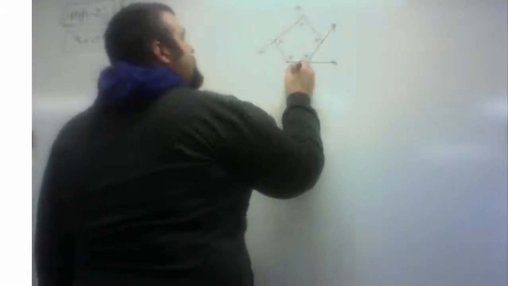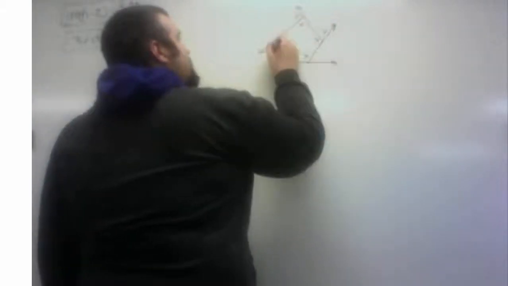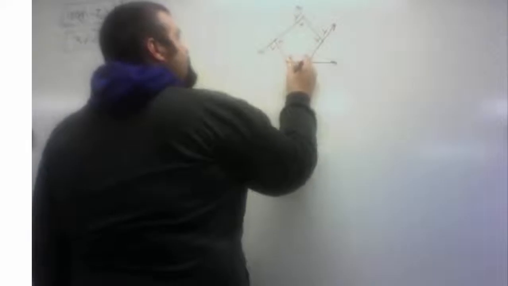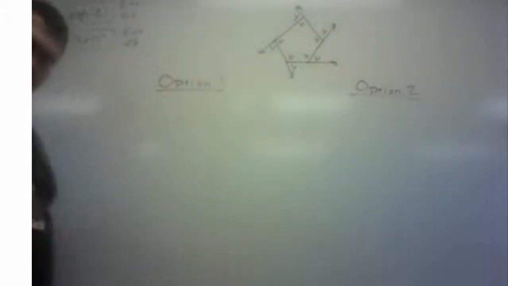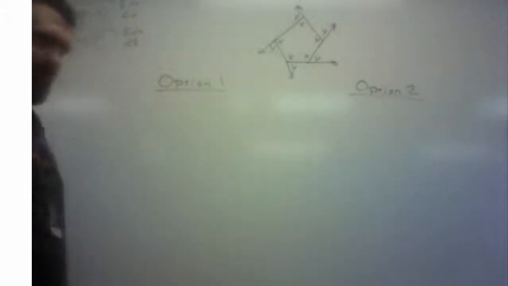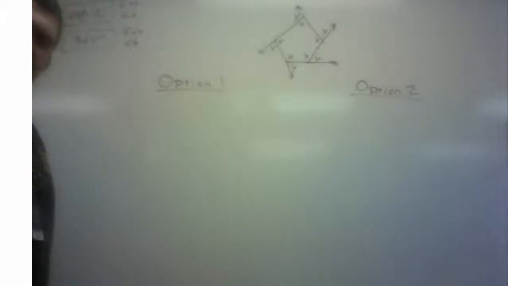Now, there are 2 ways to do this, and I'm going to do both ways, just to give you an idea of what you could do to approach this problem. I honestly think option 1 will be easier. If I ever ask you to find the measure of each interior angle of a pentagon, this is how I'd go about it. I'd first find the measure of each exterior angle.